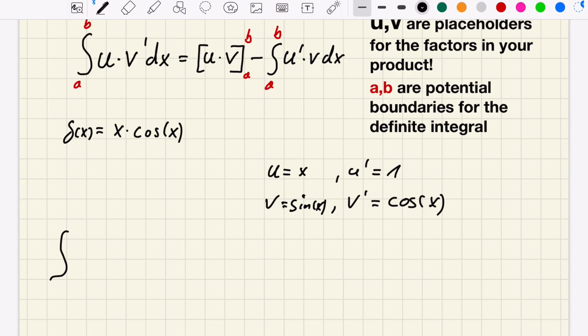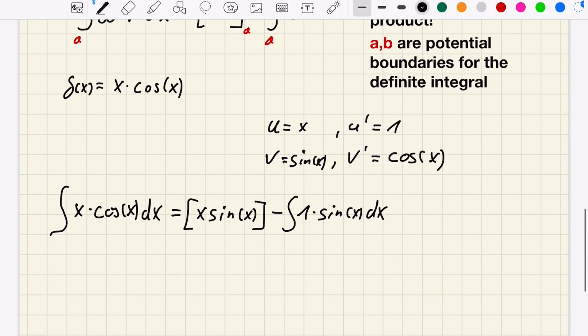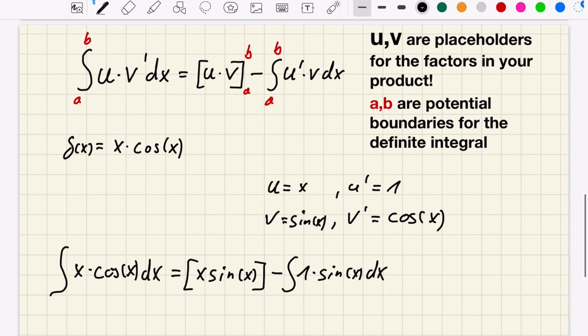Okay, and now we write x cosine x dx is the same. Now we said U is our x. V is sine x minus the integral. U dash is 1 and V is sine x. So that's what we did.